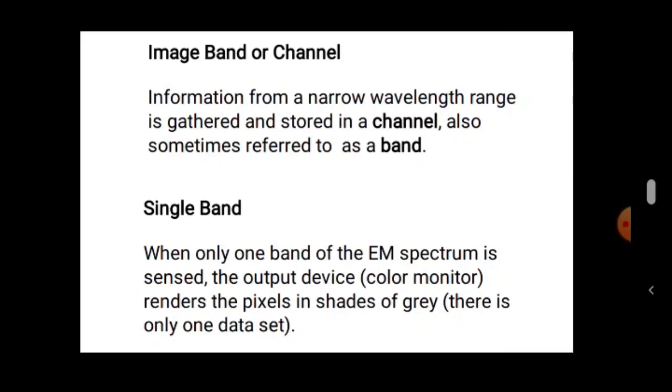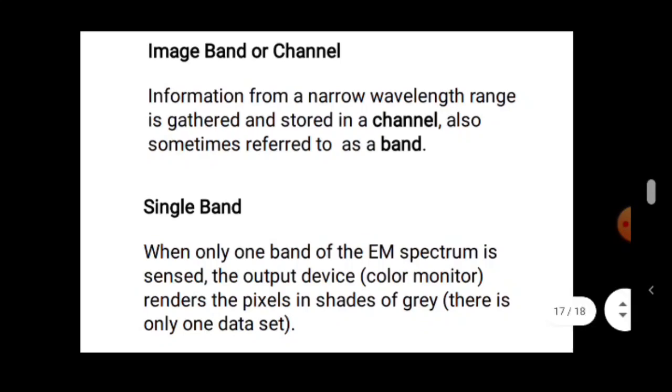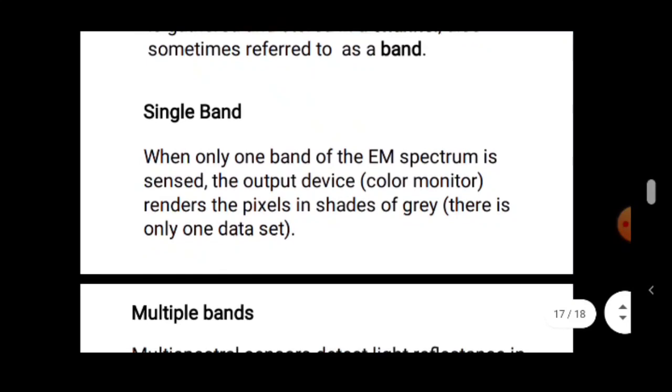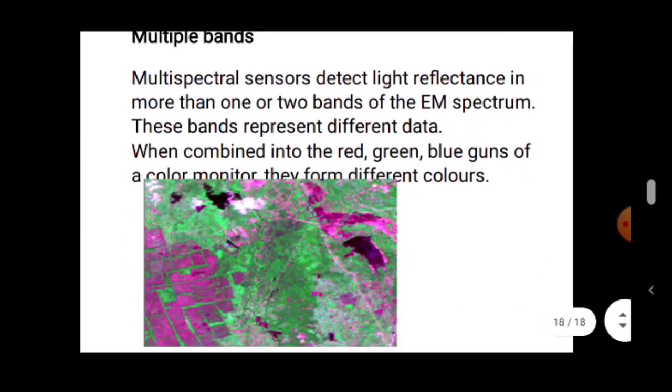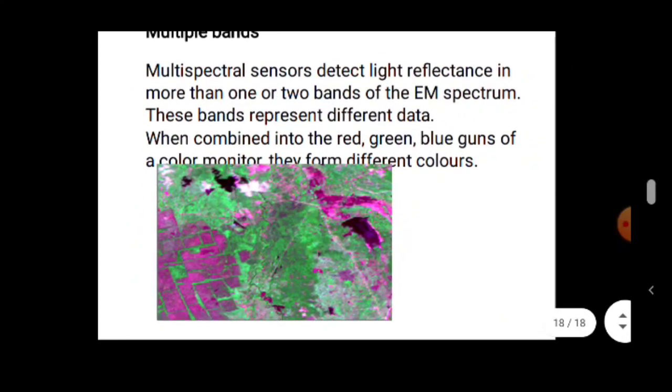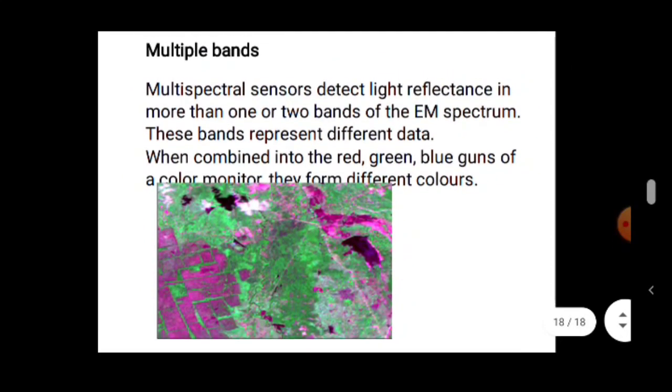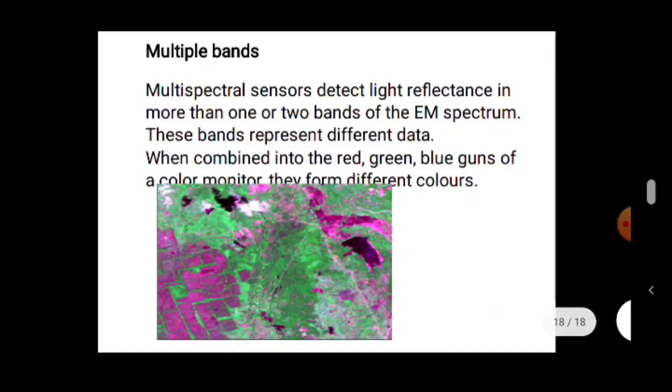Another type is the multiple band. Multispectral sensors are used here. They detect light reflectance in more than one or two bands of the electromagnetic spectrum. That is what we call multiple bands. So that's all about the characteristics of remote sensing images.